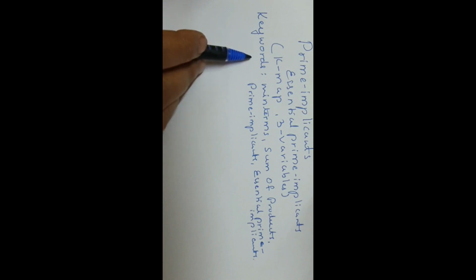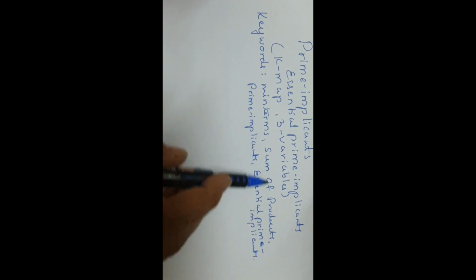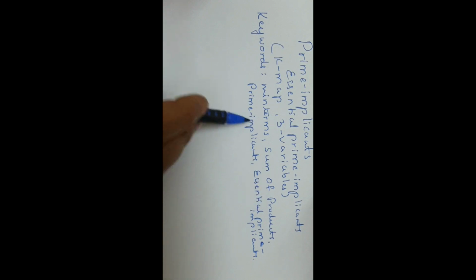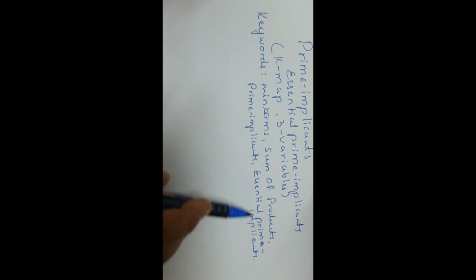The keywords to be remembered are minterms and sum of products. These are from the last video. For that you can refer to my last video on K-map with three variables. Next, in today's discussion, another two key terms will be introduced. What are prime implicants and essential prime implicants?